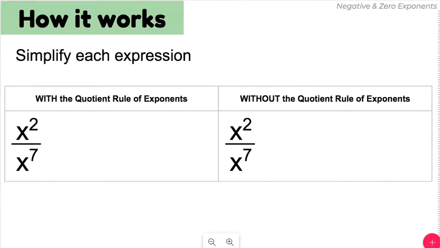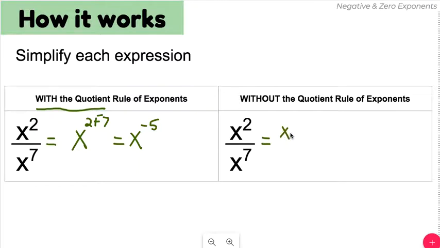Let's look at one more. We have x to the 2nd power over x to the 7th. So let's simplify with the quotient rule. Same base, I'm dividing, keep the base, subtract the exponents. Add the opposite if you need to, and you get x to the negative 5th power.